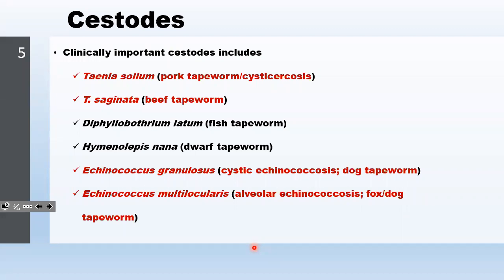Clinically important cestodes include Taenia solium, which is the pork tapeworm, when it causes intestinal infection, or cysticercosis when it causes extraintestinal infection. Taenia saginata is the beef tapeworm. Diphyllobothrium latum is a fish tapeworm. Hymenolepis nana is a dwarf tapeworm of humans. Then you have Echinococcus granulosus and multilocularis. Now, all these parasites indicated in red are the ones we're going to discuss.